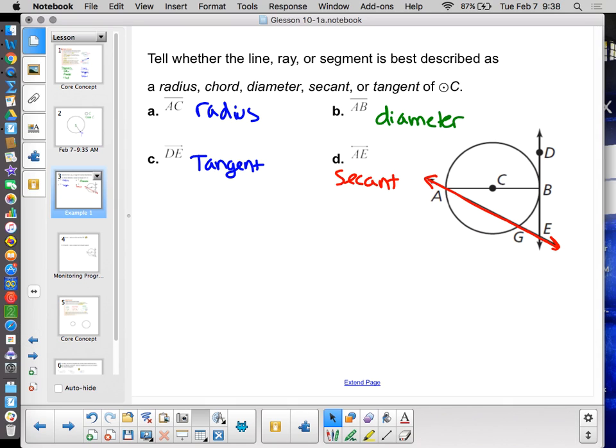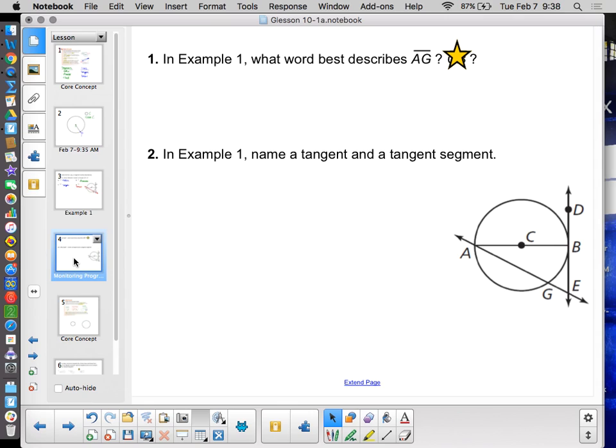So, identifying parts. Same picture, what are we going to call AG? That's your first question. Okay? So here it says in example 1, name a tangent and a tangent segment.